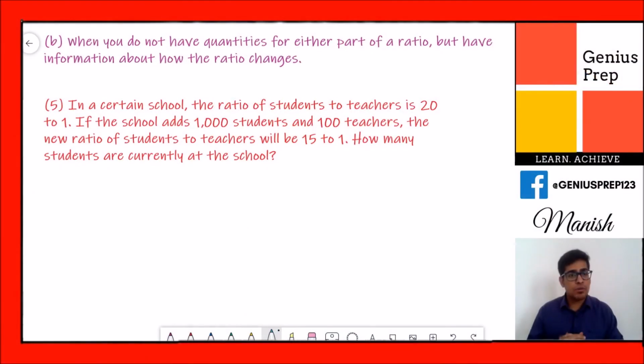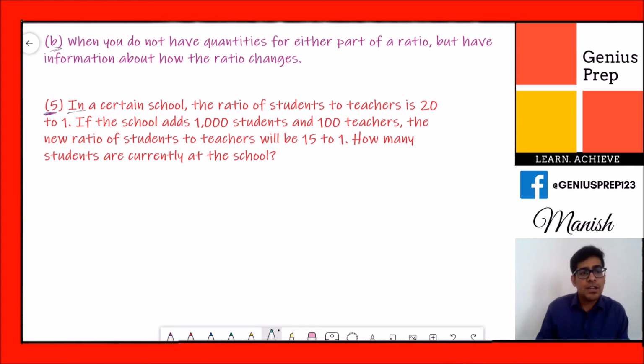Okay guys, so let's solve the second type of question. In this type of question, you do not have quantities for either part of a ratio but have information about how the ratio changes. Let's solve this example and you will understand what kind of question you will see in this concept.